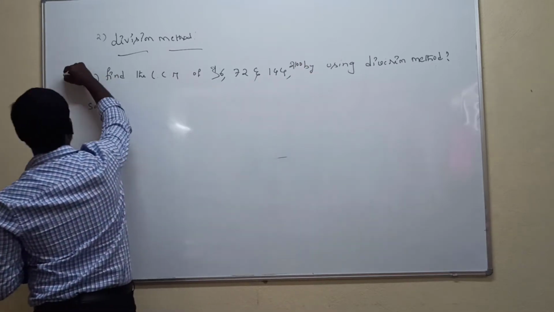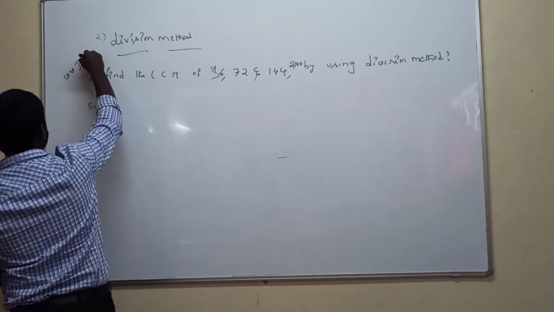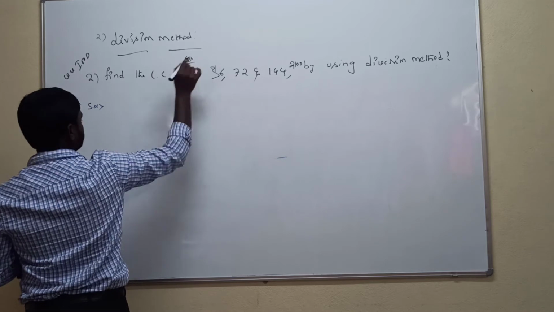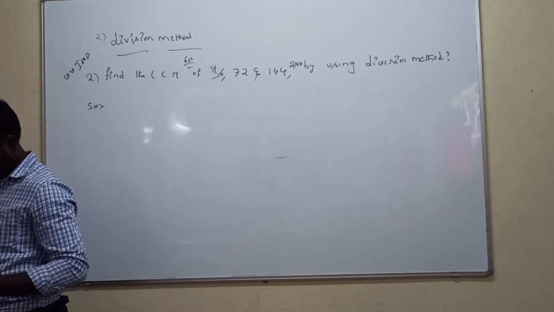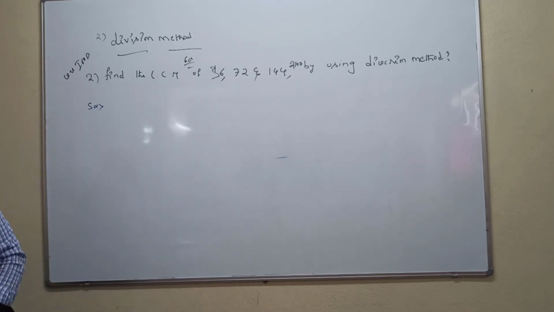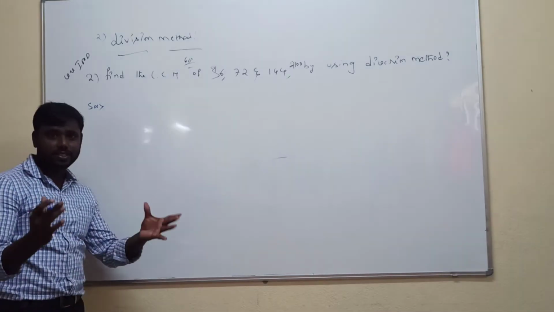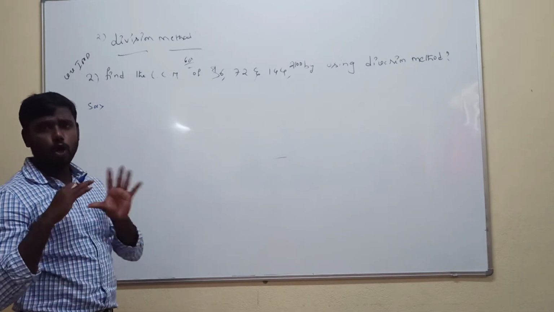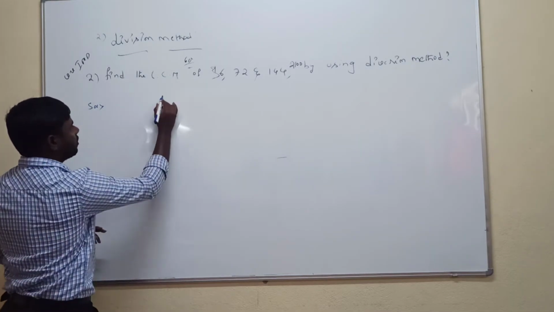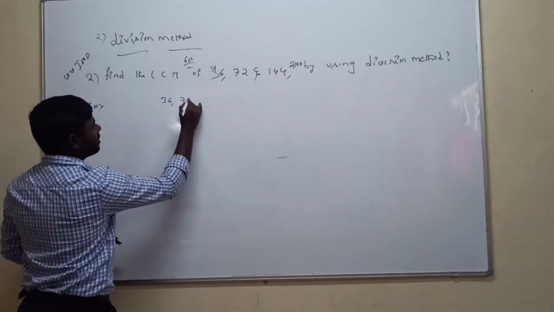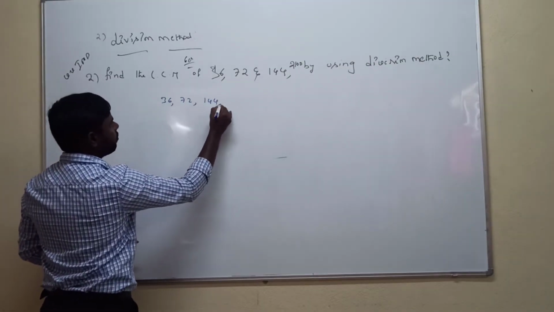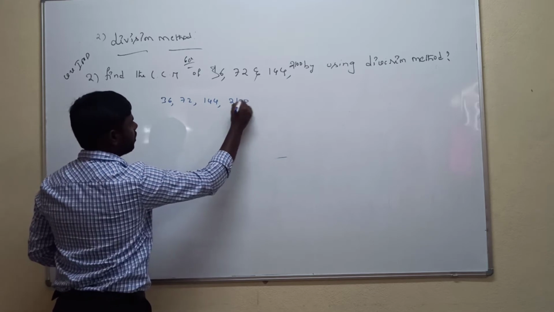This is a very important question, a 6 marks question. What is the first condition? Divide the given numbers by the common prime number. The first number is 36, the second number is 72, the third number is 144, and the fourth number is 2100.